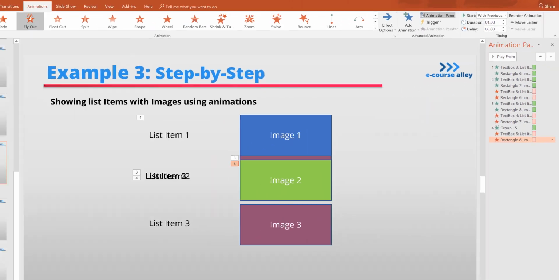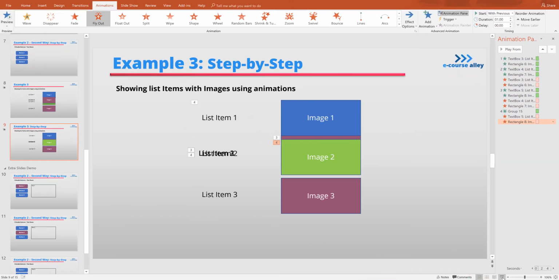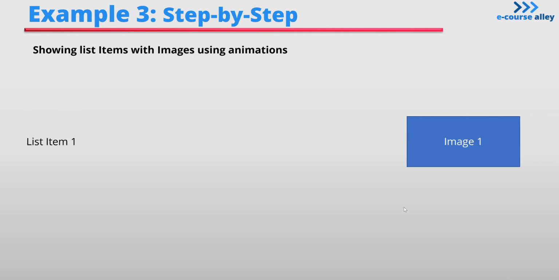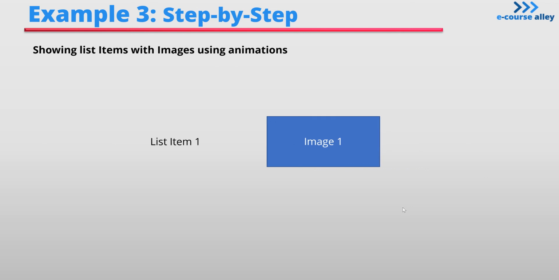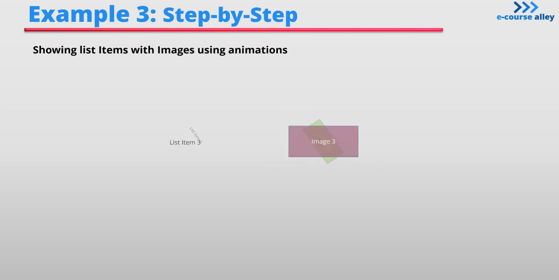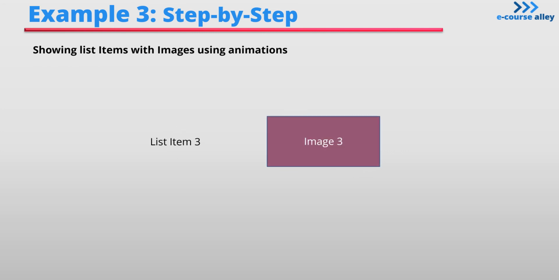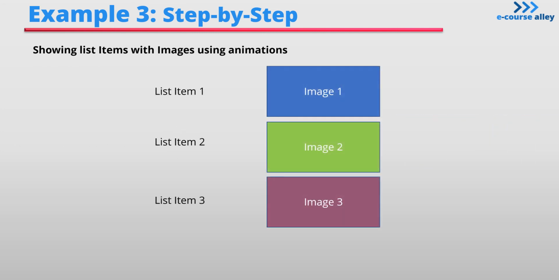All right, let's go save. And now let's preview that. List item 1, image 1. List item 2, image 2. List item 3, image 3. And a summary of them all. All right, so there we go.